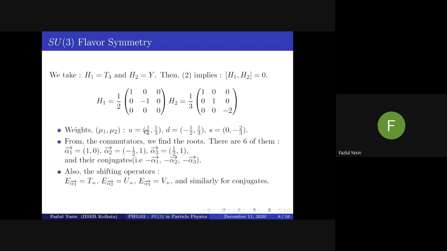Now, to find the weights, we basically find the eigenvalues corresponding to H1 and H2. mu1 corresponds to H1 and mu2 corresponds to H2. For the U state, we find this eigenvalue corresponding to H1, and this is the eigenvalue corresponding to H2. So similarly for D and S, and these are the weights for the three different quark states.